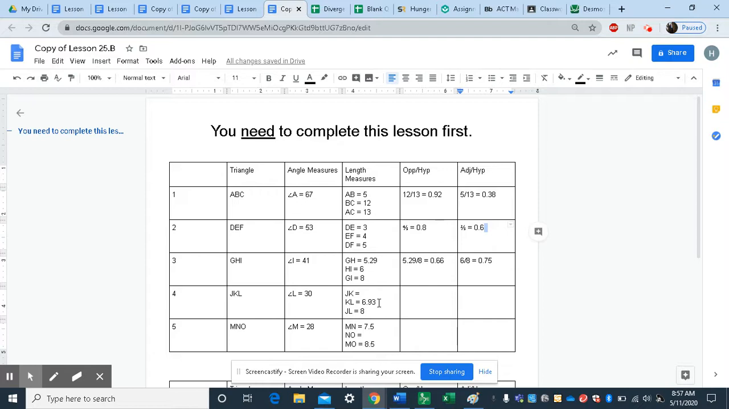So now we're going to do hypotenuse squared minus the number we just found, our leg squared. So we have 64 minus 43.66, and it's going to equal 20.34. So we're going to take the square root of that, and we get 4.5.